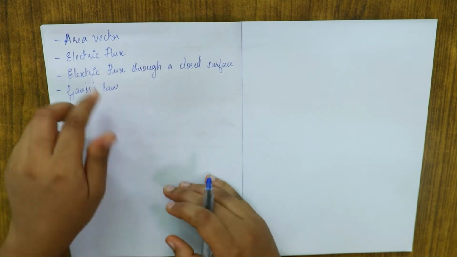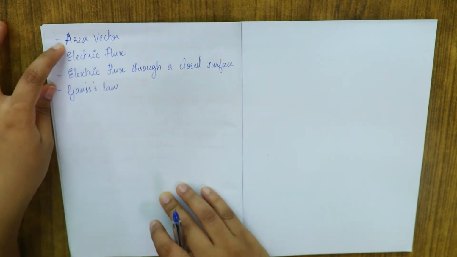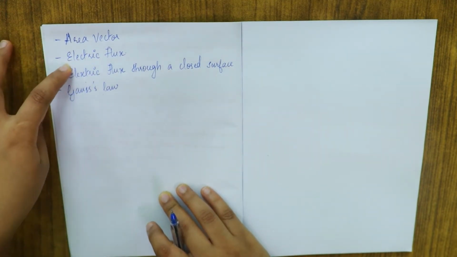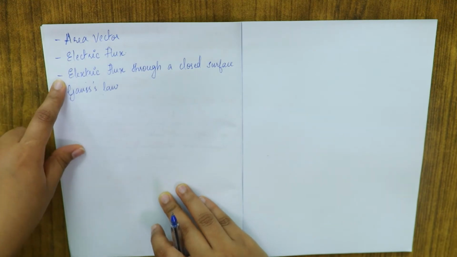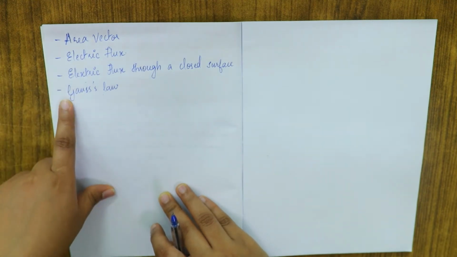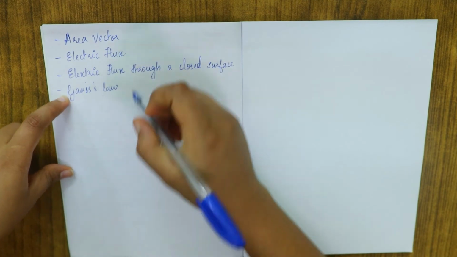So today we are going to learn the topics: area vector, electric flux through a closed surface, and Gauss's law. So let's move into the first topic.